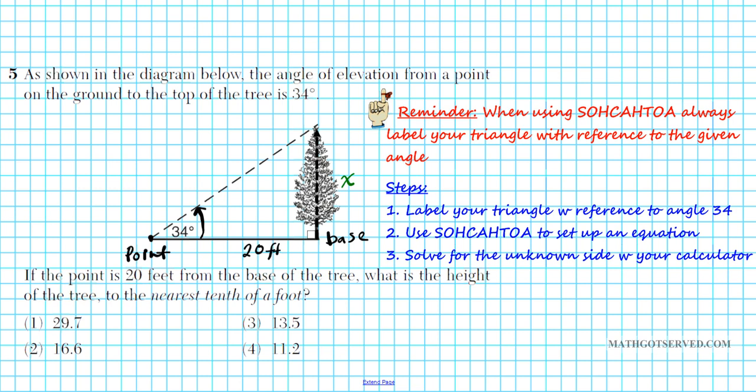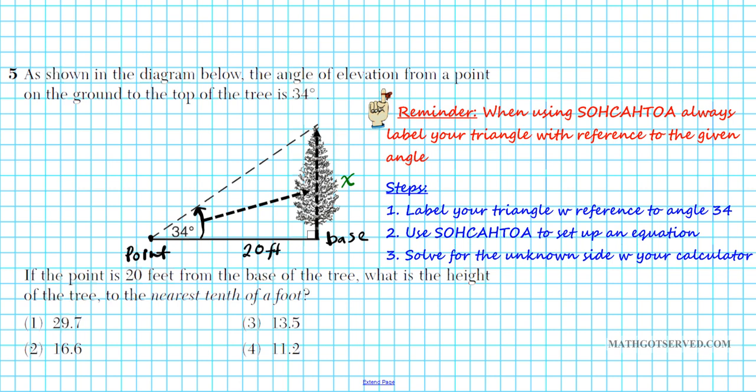Okay, so when I say label, what do I mean? Well, in SOHCAHTOA, we have opposite, hypotenuse, and adjacent. In this triangle, where's the opposite, where's the hypotenuse, where's the adjacent? Well, we have to go back to the reminder. Always label with reference to your given angle. So if this is the angle, this is what you're going to use to label your triangle, okay? The most important one that can easily get confused is the opposite, okay? So wherever the angle is, the side opposite that angle is your opposite, okay?